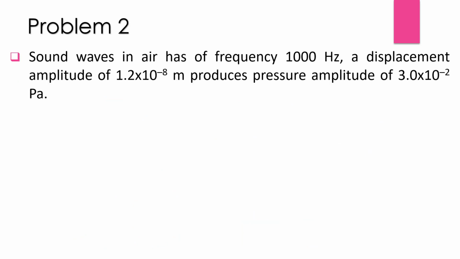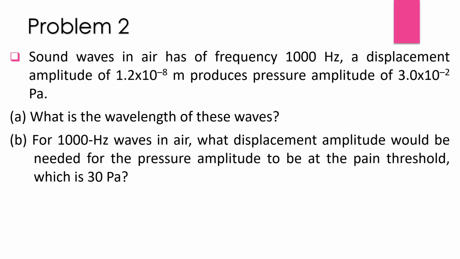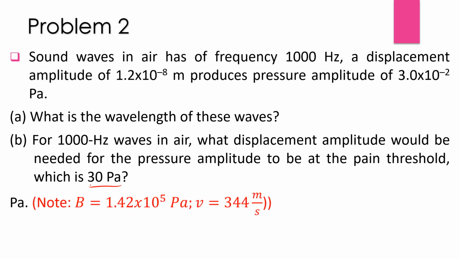Okay, next problem. Sound waves in air with a frequency of 1000 hertz and a displacement amplitude of 1.2 times 10 to the minus 8 meters produce a pressure amplitude of 3 times 10 to the minus 2 pascals. Question A: what is the wavelength of this wave? Question B: for 1000 hertz waves in air, what displacement amplitude would be needed for the pressure amplitude to be at the pain threshold, which is equal to 30 pascals? We note that the speed of sound is 344 meters per second, and the bulk modulus is 1.42 times 10 to the 5 pascals.